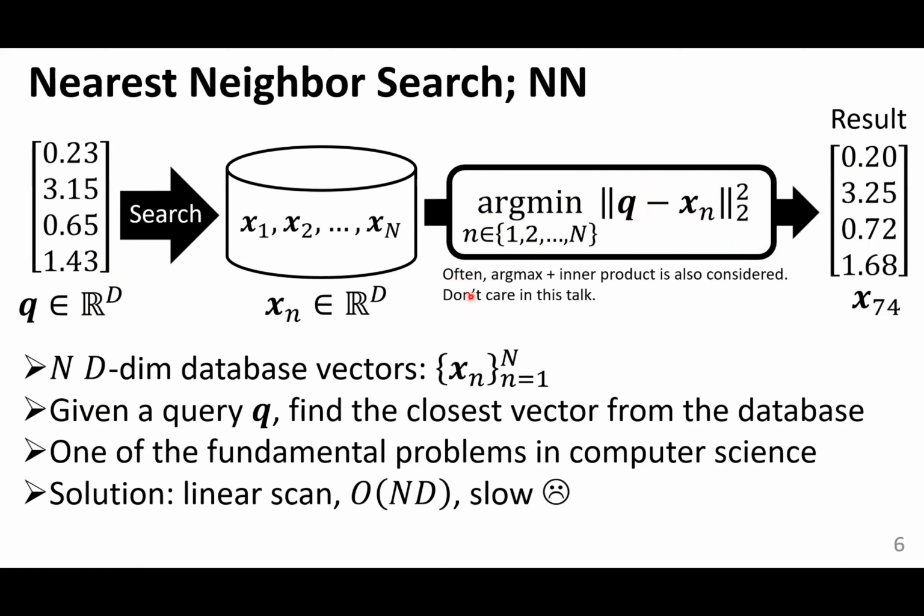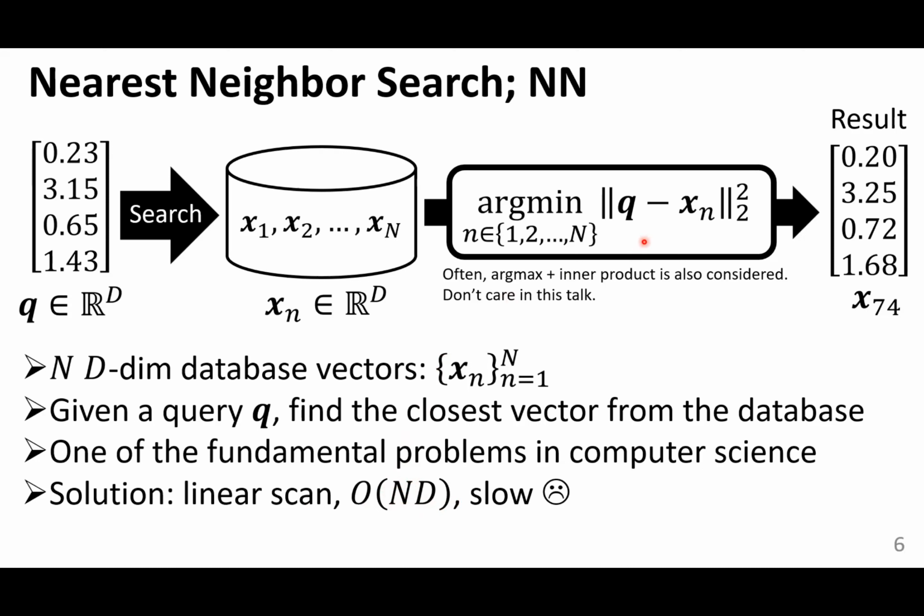This nearest neighbor search is a fundamental operation in computer science, right? Everyone needs to solve this. And obviously, it's very easy to solve. We can do a linear scan, and the cost is O(ND). This is slow, because the cost is a function of N. If the data doubles, then the runtime also doubles, right?